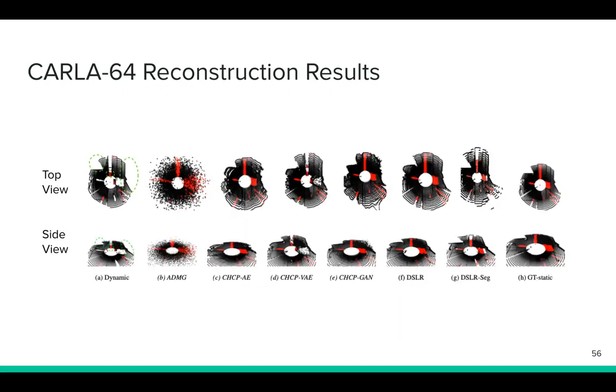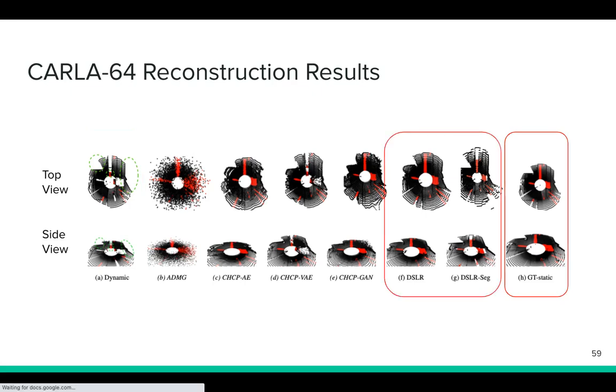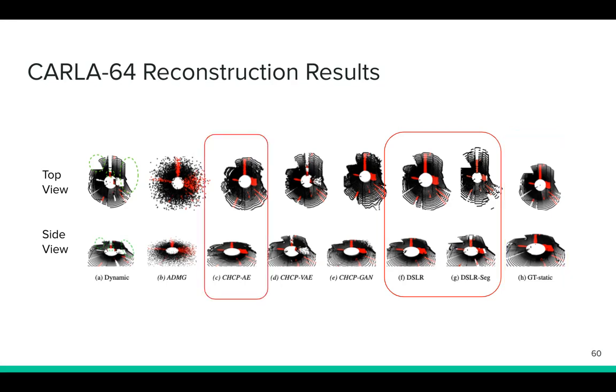Now, we visually compare DSLR and its variants against the existing baselines. Figure A indicates the ground truth dynamic input. Figure H indicates the corresponding ground truth static LiDAR scan that we hope to reconstruct accurately using our models. We see that the reconstruction for our models DSLR and DSLR-seg, as shown in columns 6 and 7 respectively, are quite accurate when compared to the ground truth static scan in the last column. Further, our reconstruction in columns 6 and 7 is also superior to the best performing baseline in figure C.